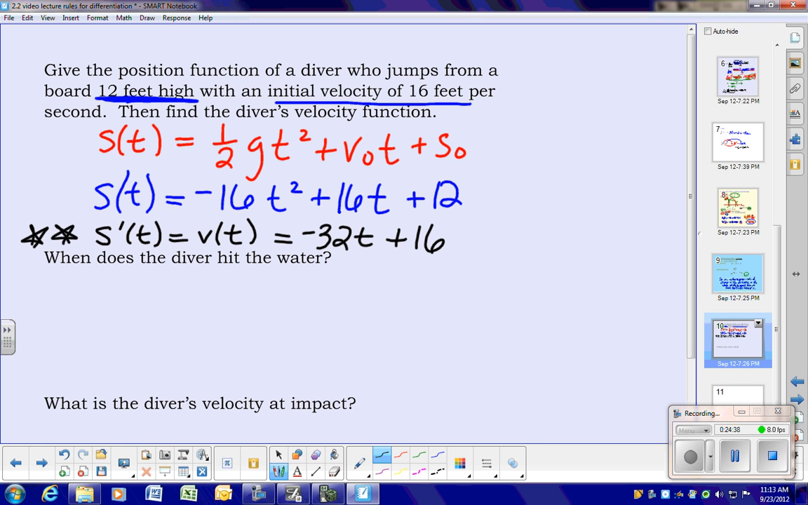The next question actually doesn't use that velocity function. It uses the position function. They want to know when the diver hit the water. Hitting the water, that's a position. It's the position where your height above the water is 0. So I want to know when the position is 0.